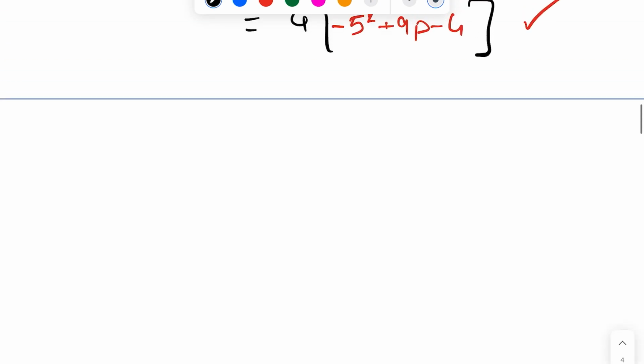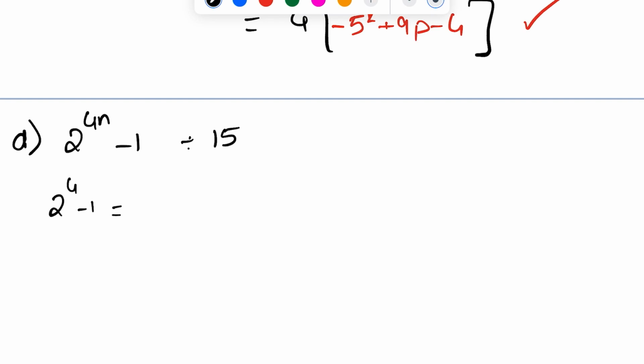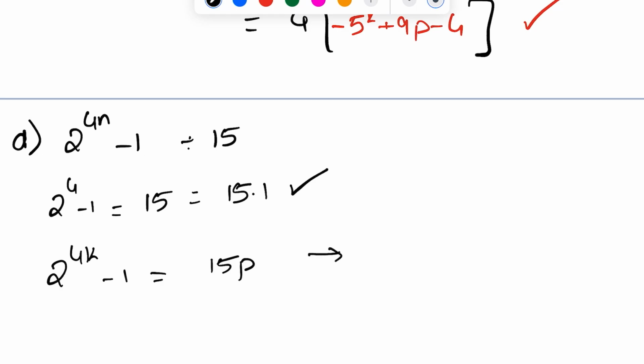That is C. Coming to part D. 2 power 4n minus 1 is divisible by 15. So n equals 1 means 2 power 4 minus 1, which is 15, equals 15 times 1. Therefore, it is true for n equals 1. Assumption: 2 power 4k minus 1 equals 15p. Make 2 power 4k the subject. It becomes 15p plus 1.